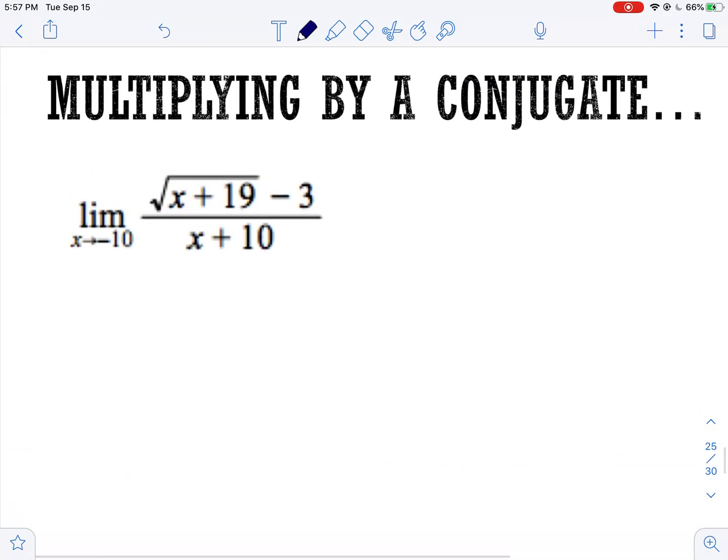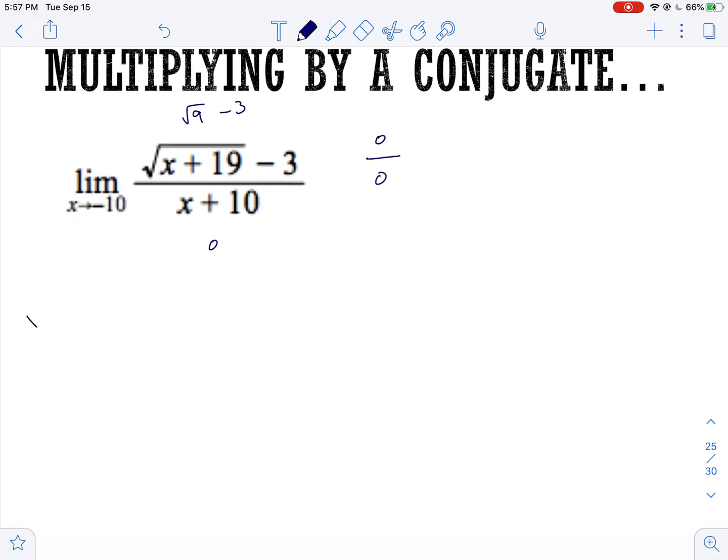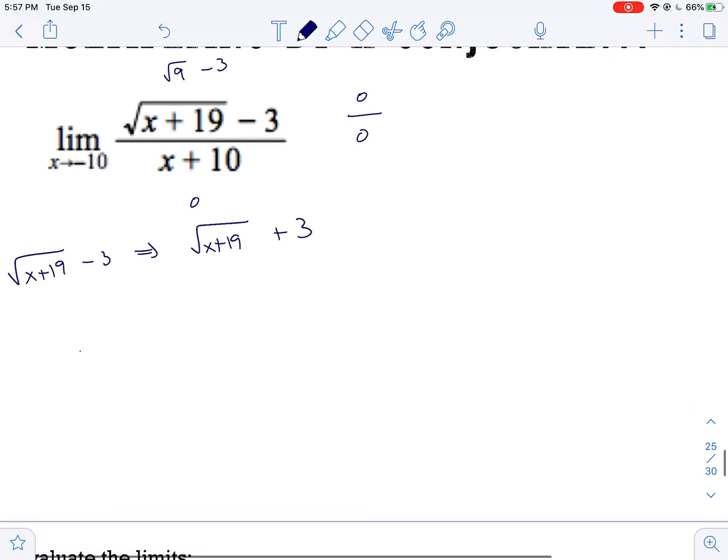And then I told you might also need to multiply by a conjugate. So the first step, plug in. If I plug in -10, I would get the square root of 9 minus 3 over 0, which would be 0 over 0. So that's an indeterminate form. So the conjugate of the square root of x plus 19, minus 3, is going to be the square root of x plus 19 plus 3. So I'm going to multiply the numerator and denominator by the conjugate. So basically, I'm going to multiply by 1.